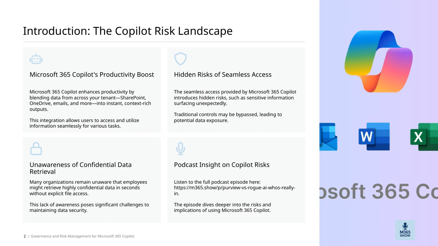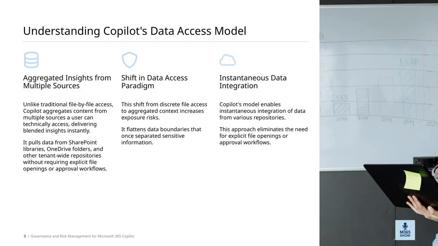It integrates data from across your tenant, things like SharePoint, OneDrive, emails, and more, into instant, context-rich outputs. This makes it easier for users to access and use information seamlessly for different tasks, but it also underscores the importance of proper governance and risk management. So, as we move forward, understanding these risks and managing them effectively is essential to leveraging Copilot's benefits while keeping our data secure. Let's take a closer look at how Copilot's data access model works.